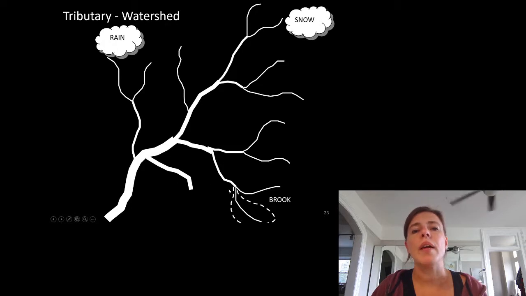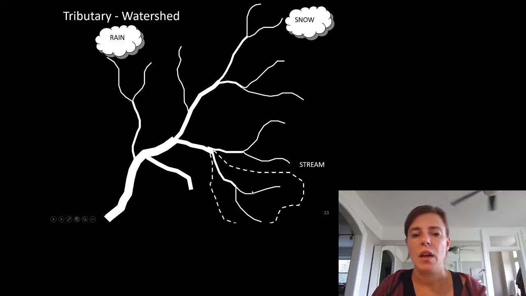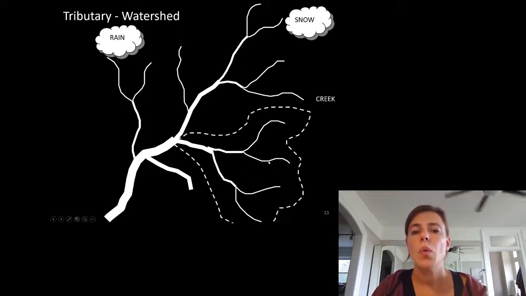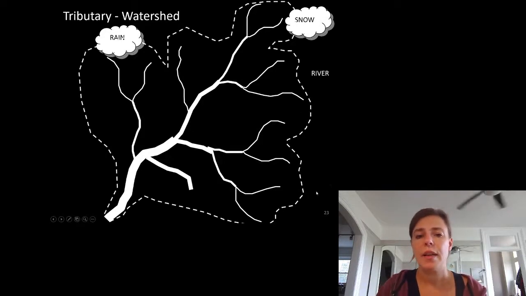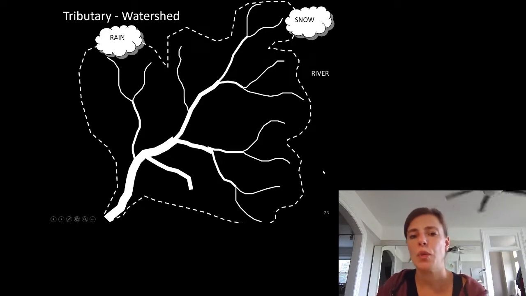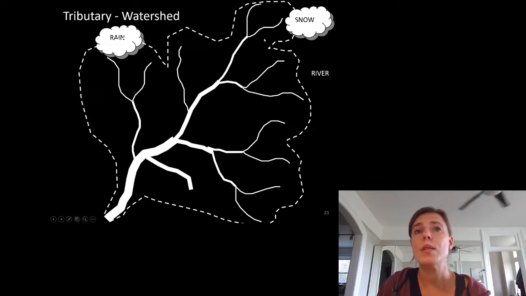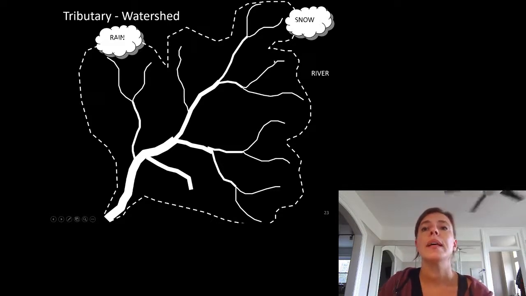So look down here. Our brook has a very small tributary area. Our stream, our tributary area gets bigger, but that also increases the likelihood that the load isn't the same over the entire tributary area. Our creek, bigger still, and our river, again, what I was trying to imply, we could have snow in this portion and rain in this portion, even though this might be considered the entire tributary area of it. This might be the tributary area for our rain load, and this might be the tributary area for our snow load.